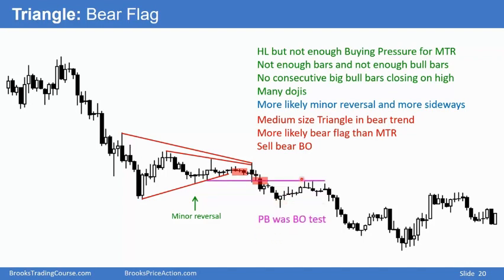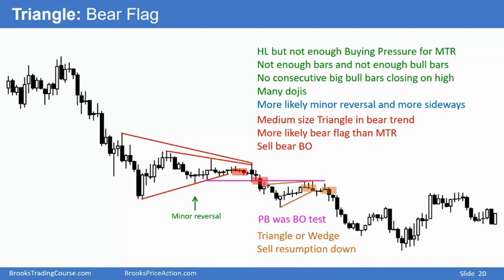We tried to reverse up again, but this was simply a pullback from this bear breakout of this triangle, or a pullback below this prior bear low. And you can see it tested one of the lows in the triangle. And then twice it tested, 3 times it tested, it resumed down.